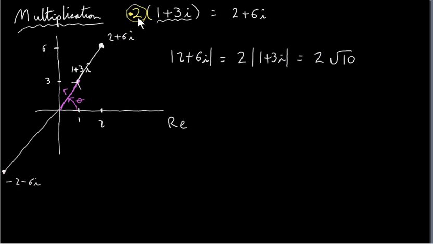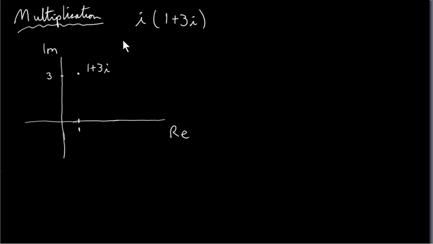Now here is an interesting question. What happens when we multiply a complex number by i? Well, we can just do the algebra here. i times 1 is i, i times 3i is 3i squared. We know that i squared is minus 1, so we have plus 3 by minus 1, which is minus 3. I'll write the real part first. The imaginary part is plus 1i.